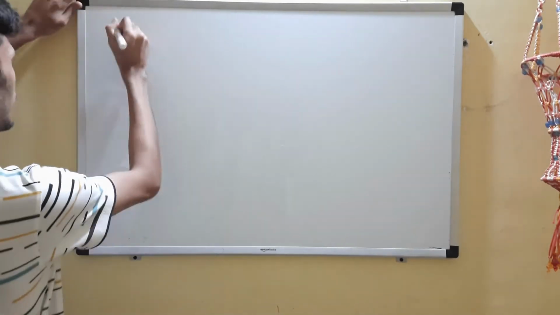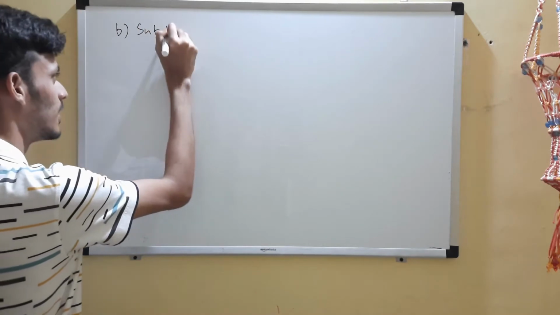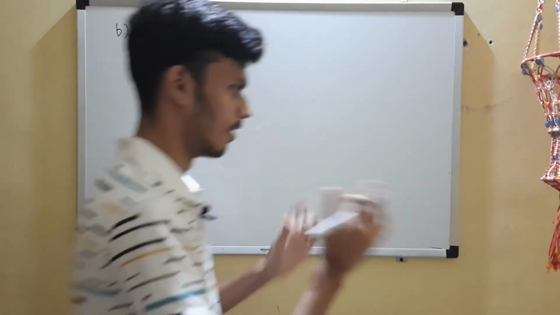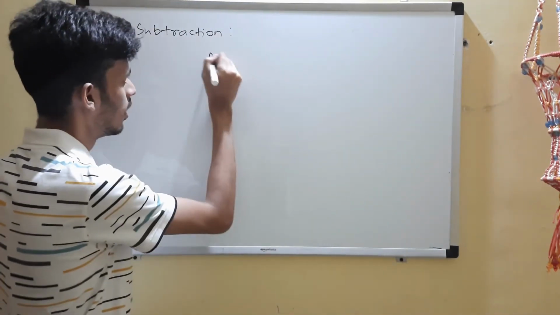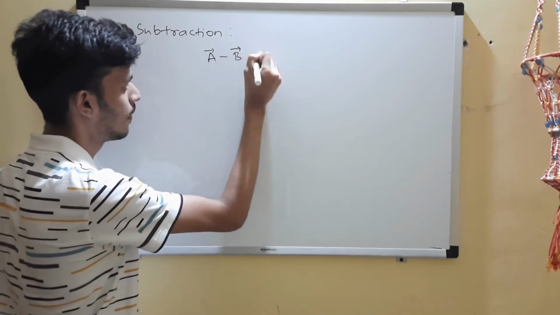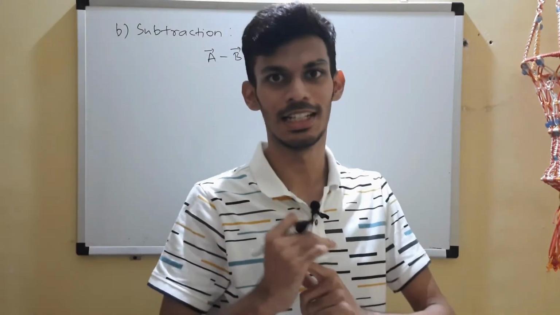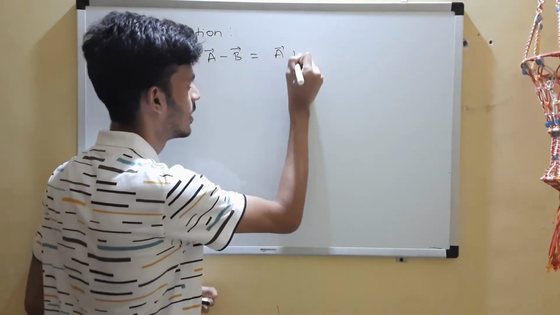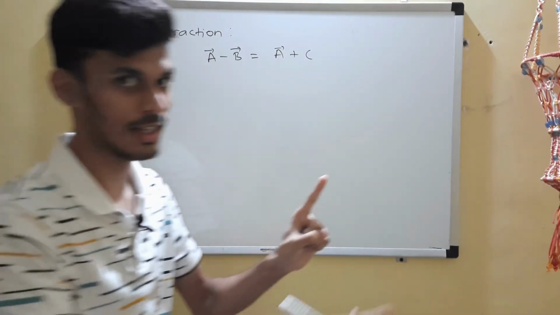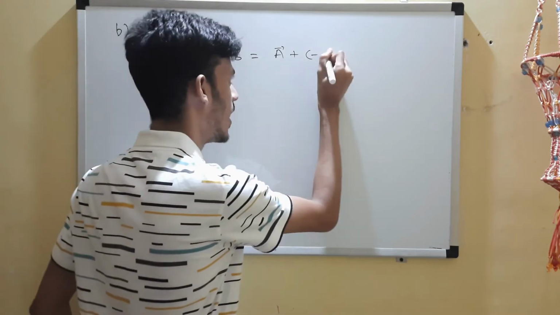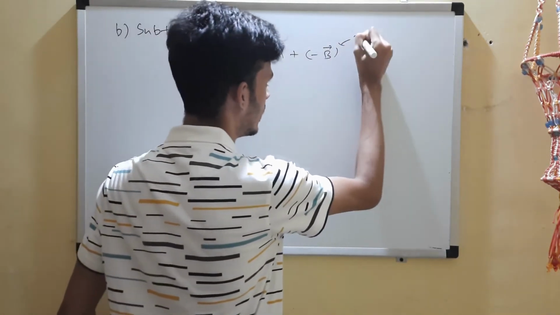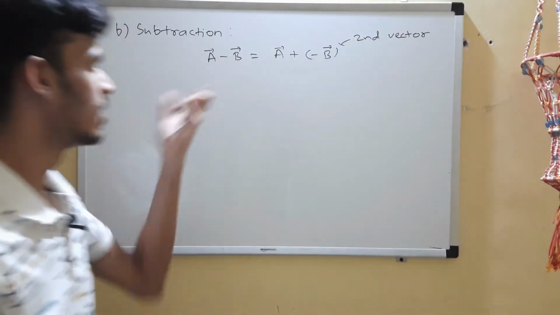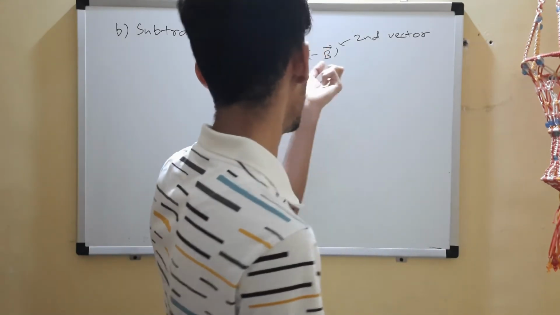Now let's go to subtraction. We are just going to extend the concept, not going into the derivation again. You can surely derive it; I'll give you the figure to go about it. So vector A minus vector B. I told you in the previous lecture that vector subtraction is not separate from vector addition. Vector A minus vector B is the same as vector A plus minus vector B. Treat this as the second vector.